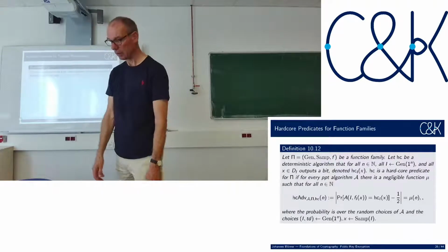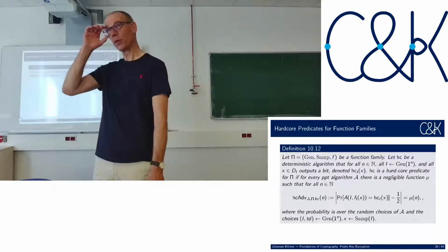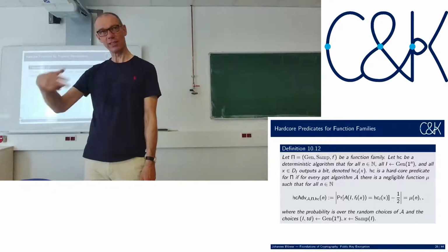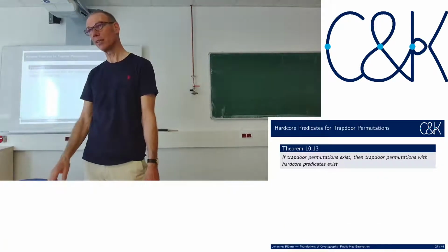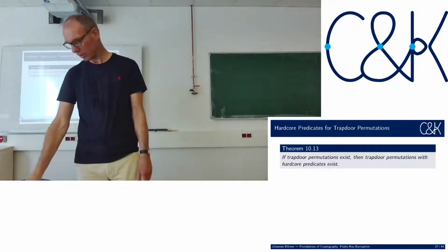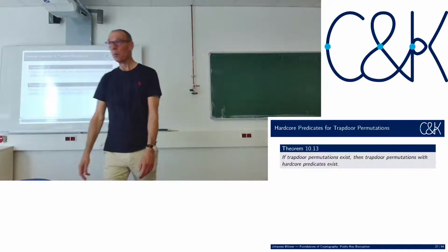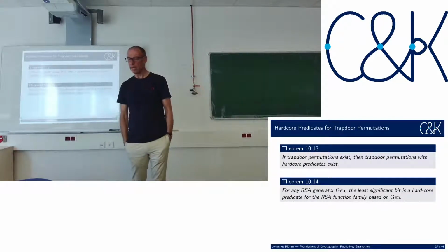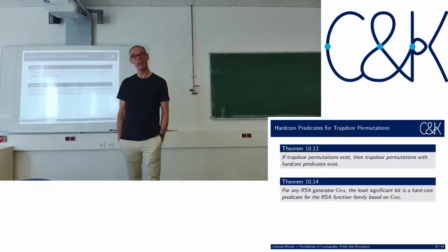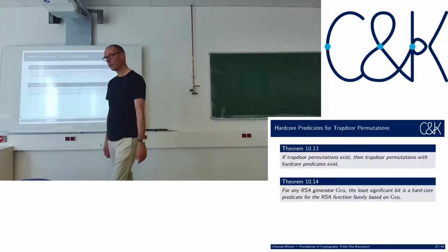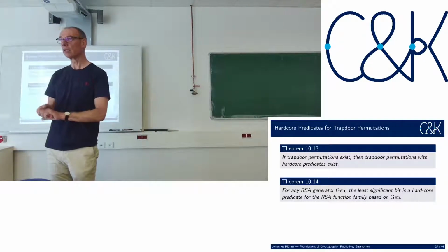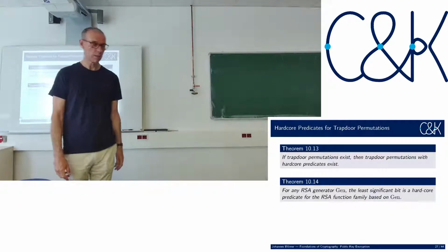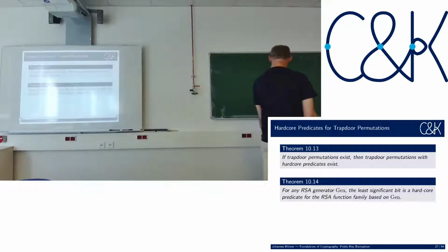Here's an example. So first of all, we can show that if trapdoor permutations exist, then trapdoor permutations with hardcore predicates exist. It's a standard construction. For any RSA generator, the least significant bit is a hardcore predicate for the RSA function. And I want to give you a brief intuition, or brief outline, of how you would prove something like that.